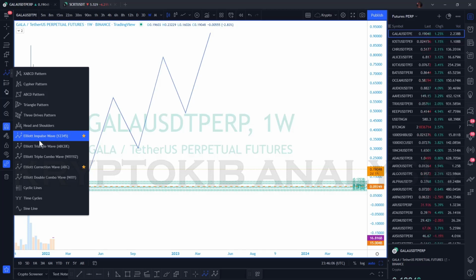That is the impulse. Then you have the Elliott triangle wave. That is complicated, that is no longer basic. Then coming to look at the correction, you have the Elliott correction wave ABC. That is a 2 you want to pay attention to.